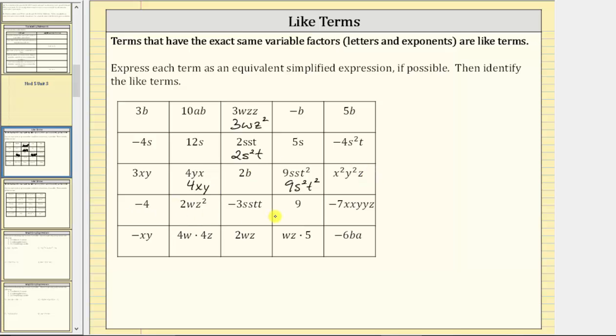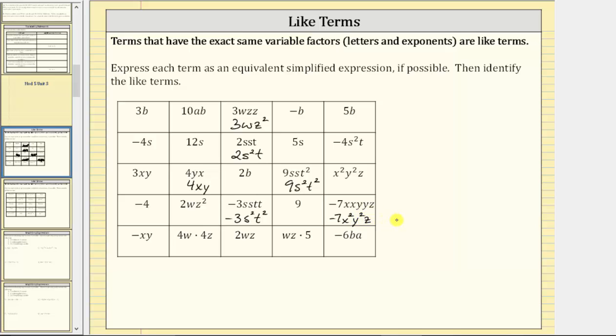Moving to the fourth row, here we have -3 and then two factors of s and two factors of t. We can simplify this term to -3s squared t squared. And the last term in this row is -7xxyyz, because we have two factors of x and two factors of y and one factor of z. This term can be simplified to -7x squared y squared z.